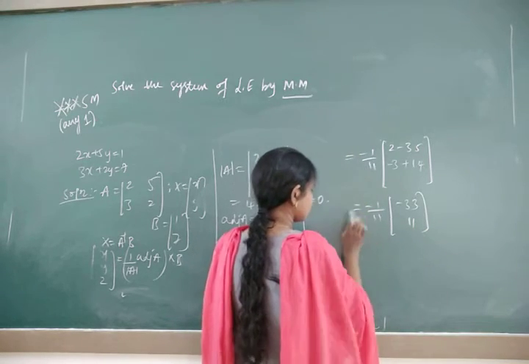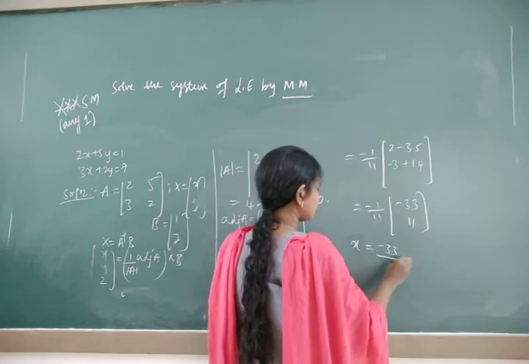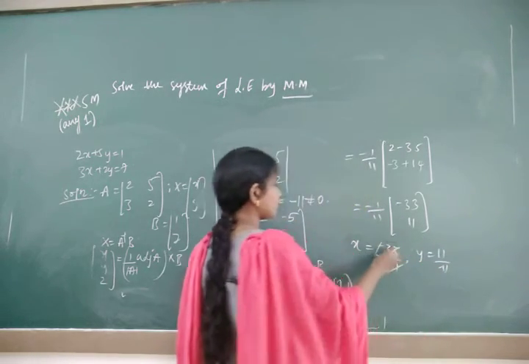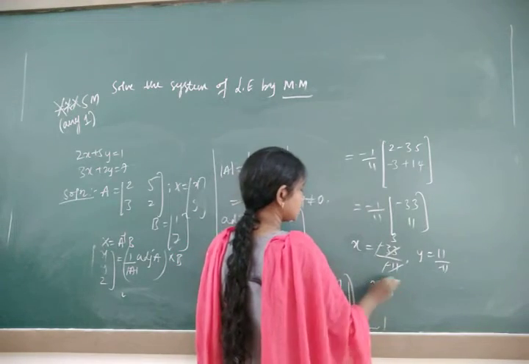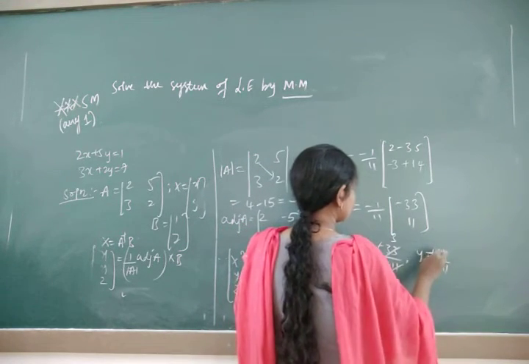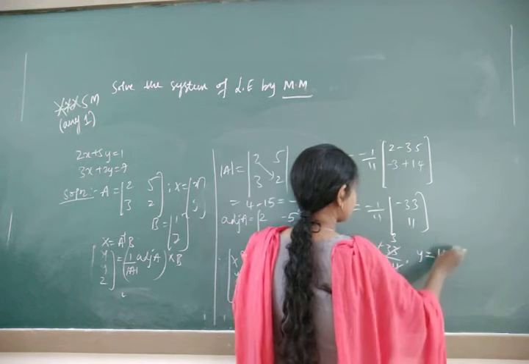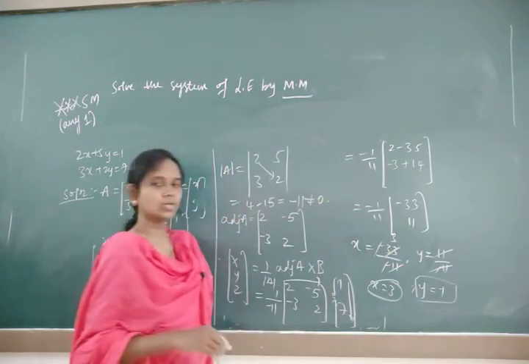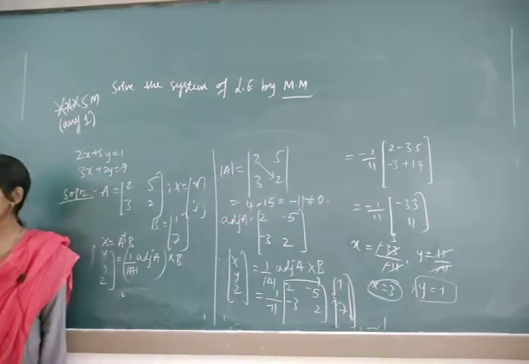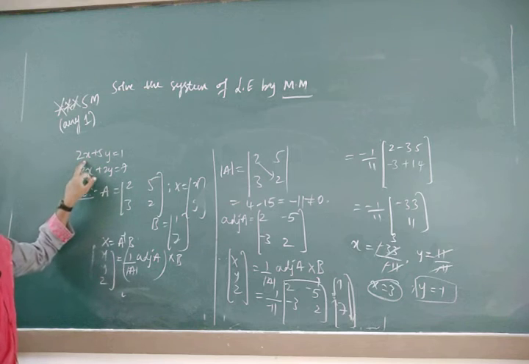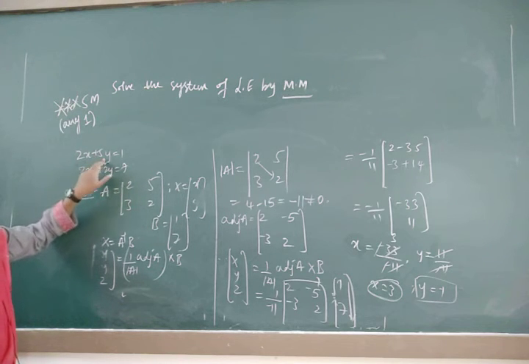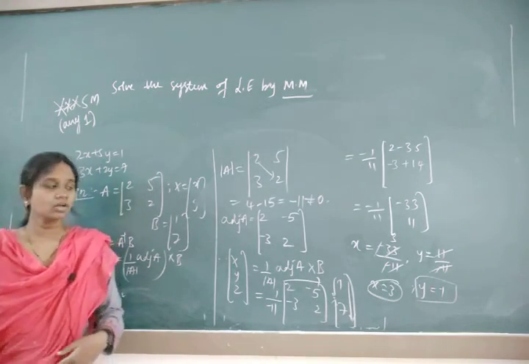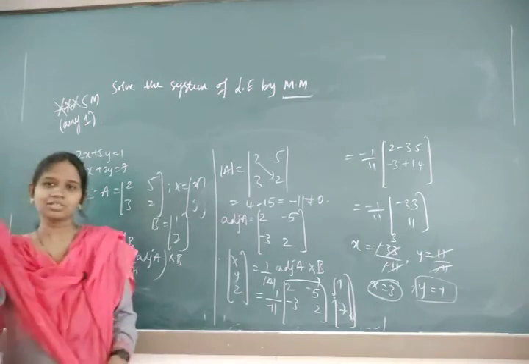So x is equal to minus 33 by minus 11, y is equal to 11 by minus 11. Minus minus cancel. 11 3s are 33, so x value is 3. For y, 11 ones are 11, so y value is minus 1. So x is equal to 3, y is equal to minus 1. So substitute x is equal to 3, 3 2s are 6, and y is equal to minus 1, minus 5. 6 minus 5 it's a 1. Verification is here. But in the examination 2 cross 2 will not be asked because it's easy.